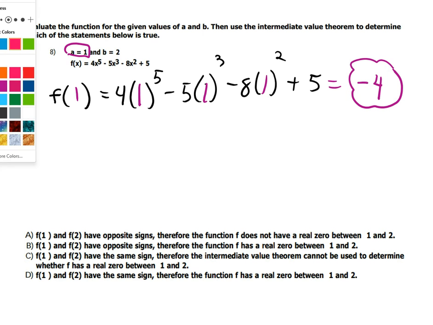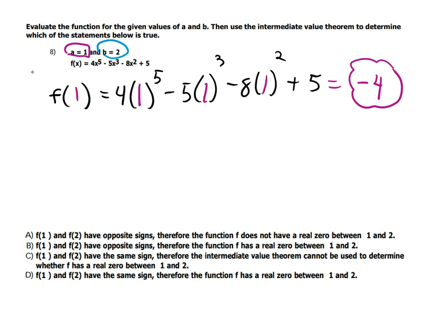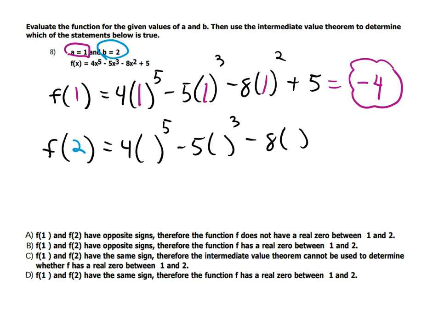Then I'm going to do b, which is equal to 2, so we're going to calculate f of 2. And I'm going to plug in a 2 and a 2 and a 2. And where's my calculator? Hang on a second. And I'm back. When I plug and chug all that into my calculator, I end up with a +61.